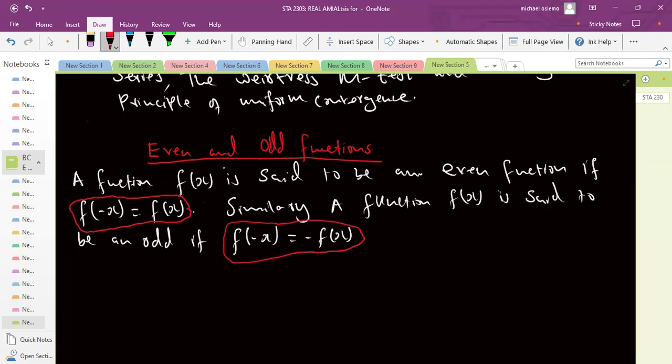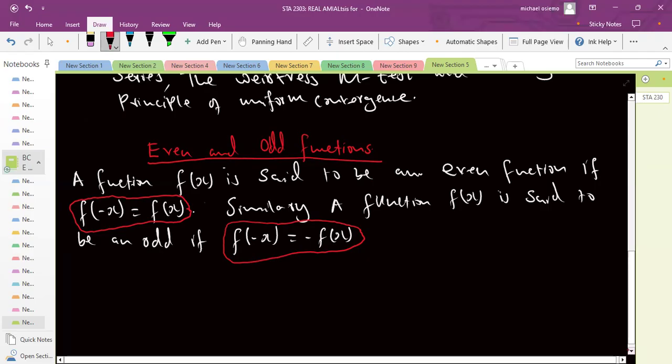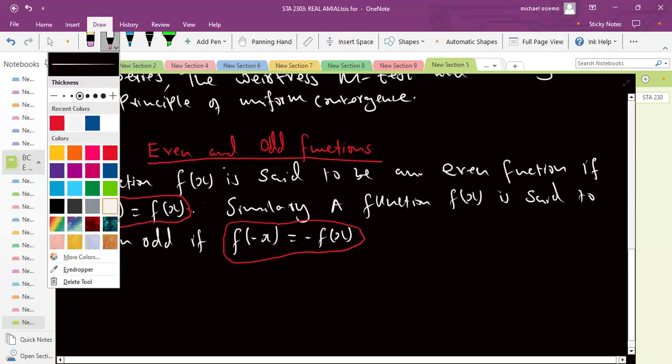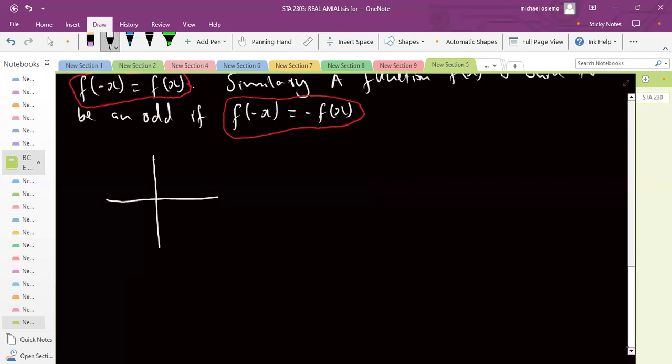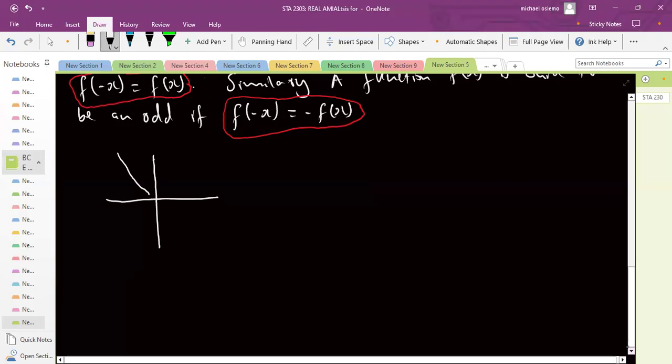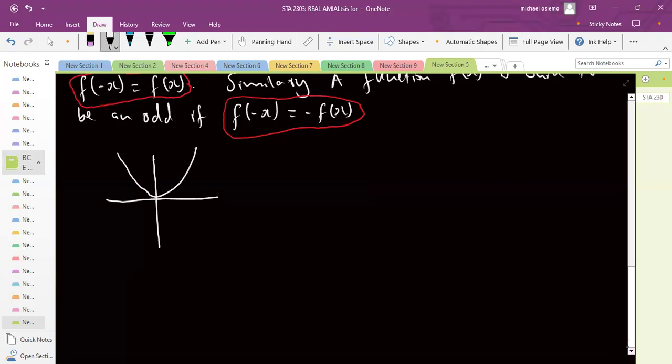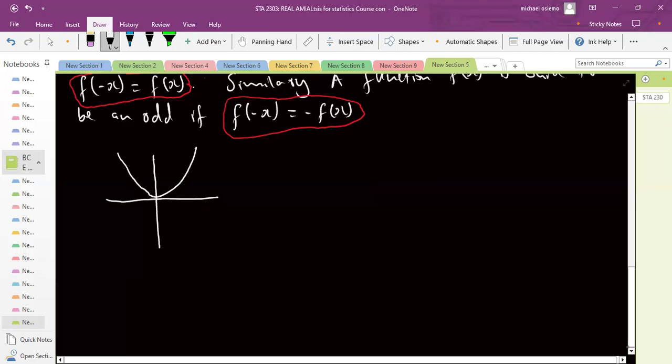We can present the difference between the two on a diagram. For instance, maybe you can have a sketch of a graph, a small sketch for an even function. Suppose y is equal to a function of x. Then an even function looks like that, an example of the form like that. This one is an even function.